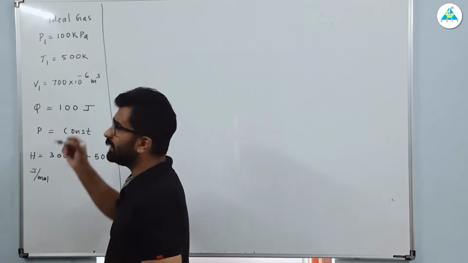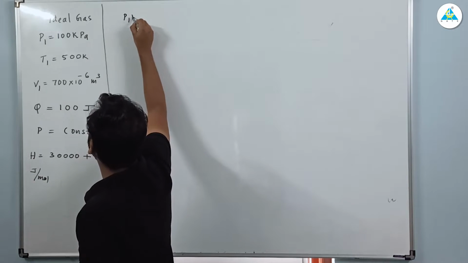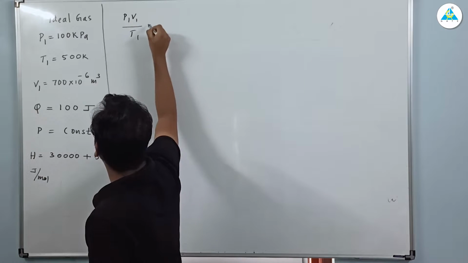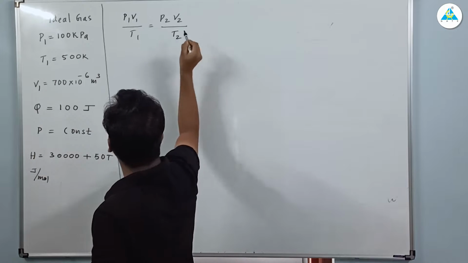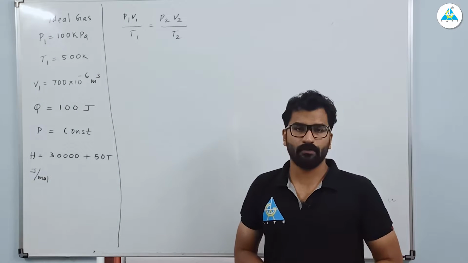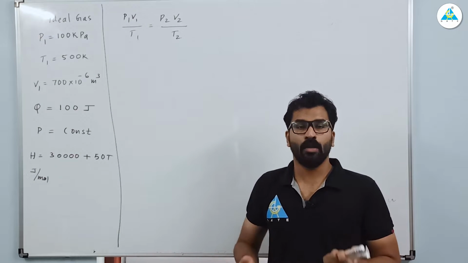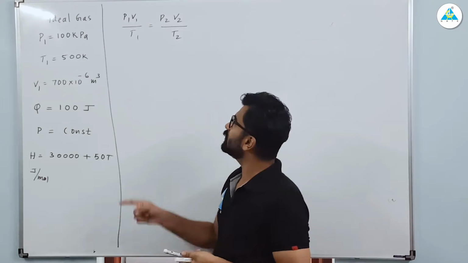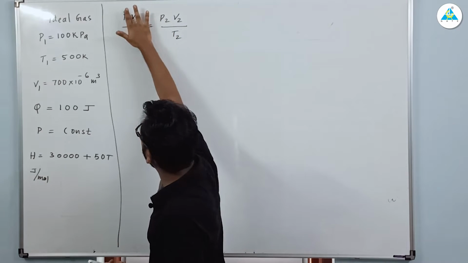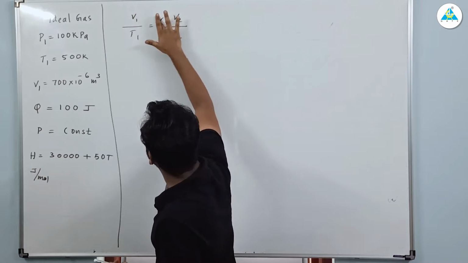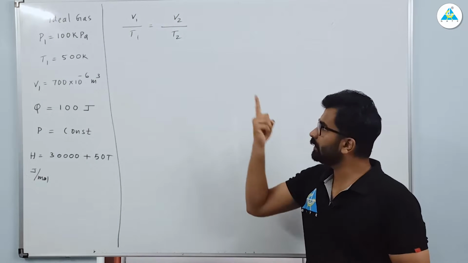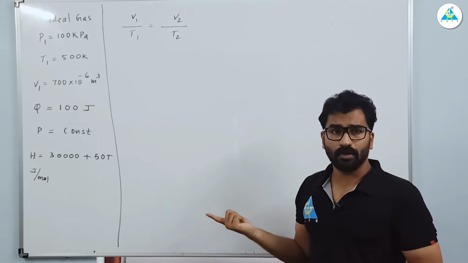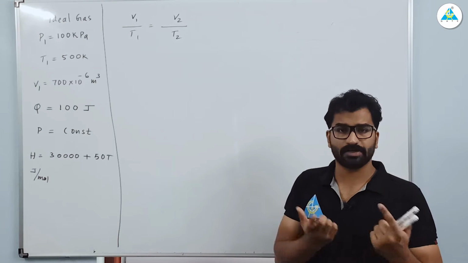So for an ideal gas, it is P1 V1 by T1 is equal to P2 V2 divided by T2. यहाँ तक तो पता है सबको, right? Now it is a constant pressure process, so P1 and P2 are equal. So can we write it like this? V1 by T1 is equal to V2 by T2. ठीक है ना? V1 by V2 is equal to T1 by T2, for an ideal gas constant pressure process.